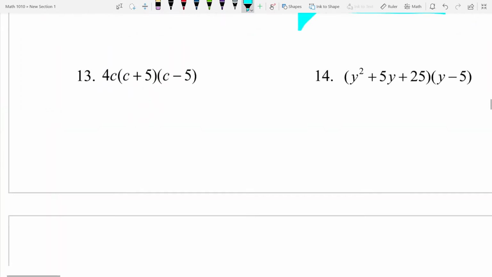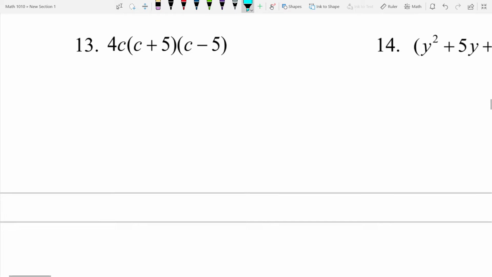Here is 13. Now, everybody listen. You tell me, what's going to be easier? To multiply x plus 5 times x minus 5 first, or to distribute the 4c first? Which one's going to be easier? To multiply. Yeah. So leave the 4c alone. Everybody stop. Now, everybody in the room, you better be talking to me.